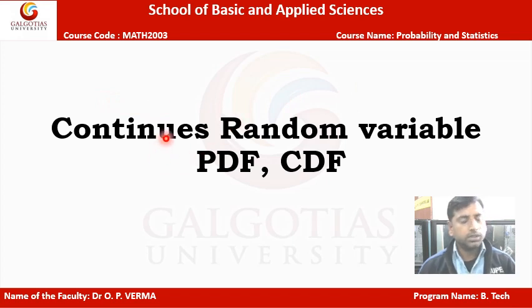Today we will discuss the continuous random variable, its PDF and its CDF. We have already discussed the discrete random variable and its PDF and CDF. A discrete random variable is used for discrete numbers, like the number of heads in a toss or the number of aces in a draw from a pack of well-shuffled cards. Today we will discuss the continuous random variable, which is used for continuous data.